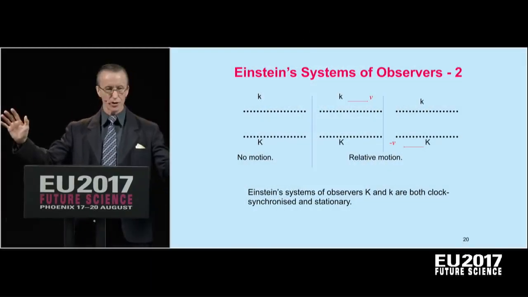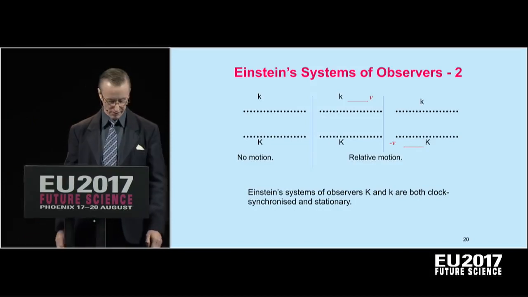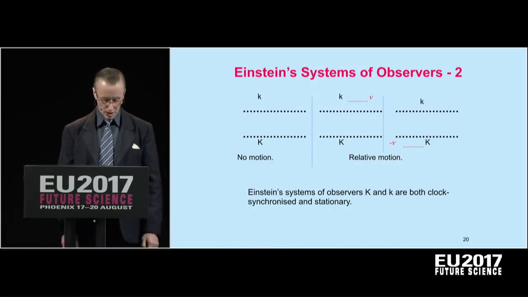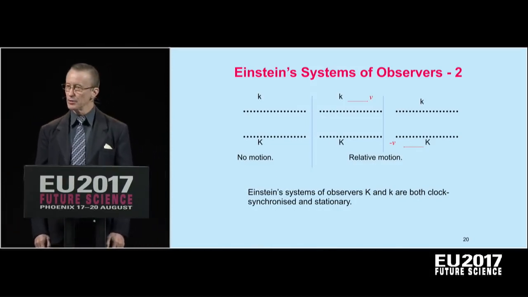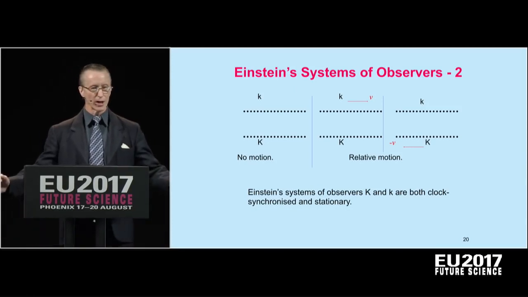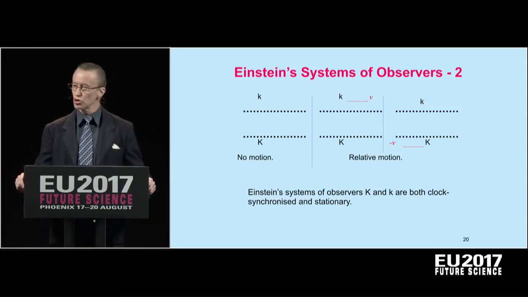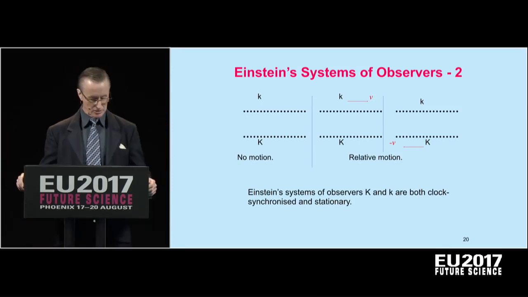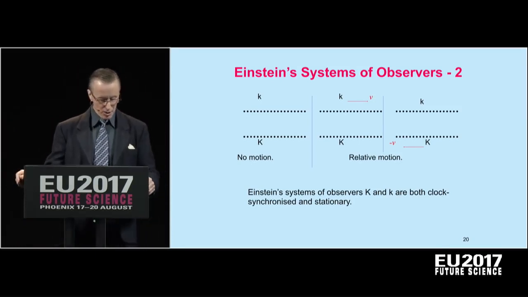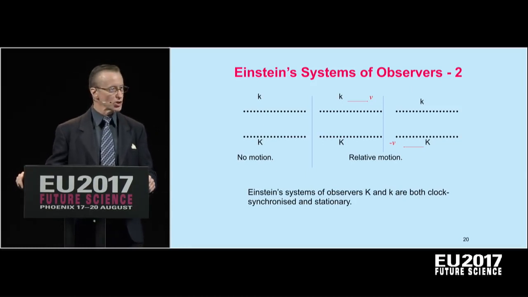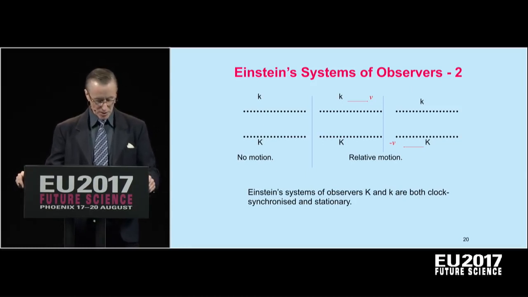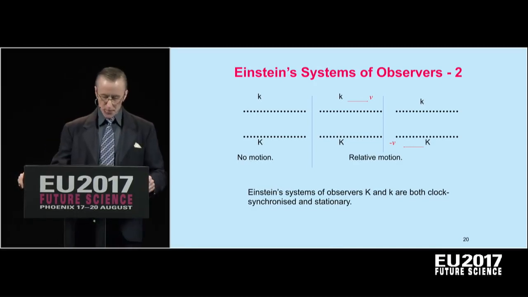There are two systems, all having the properties we just spoke of, big K and little k. Einstein likes to keep his little k as the moving system, and his big K as the stationary system. But as I said, you can switch it around. It doesn't matter. So in the left-hand diagram, K and K, there's no motion between these two systems of stationary clock synchronized observers. And in the other two, they are moving.